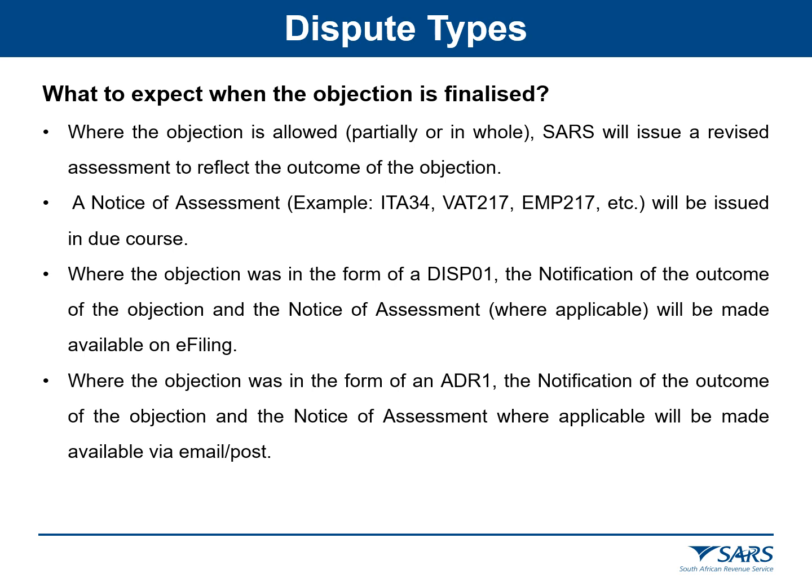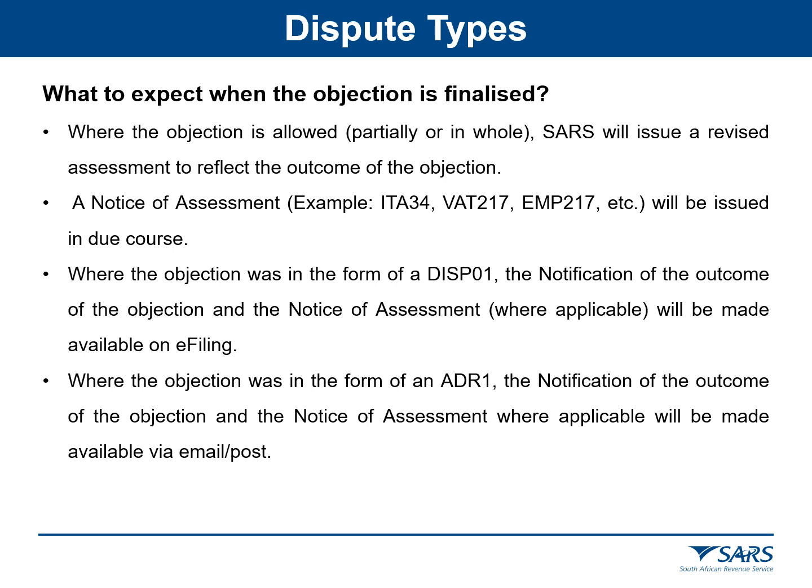What to expect when the objection is finalized. Where the objection is allowed partially or in whole, SARS will issue a revised assessment to reflect the outcome of the objection. The notice of assessment, for which the examples here are the ITA 34, the VAT 217 and the EMP 217, will be issued in due course.